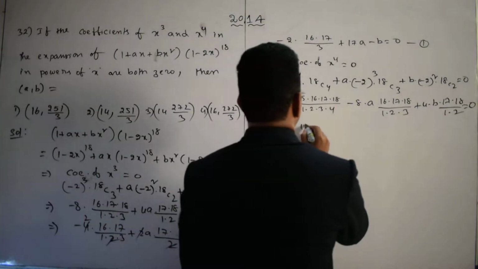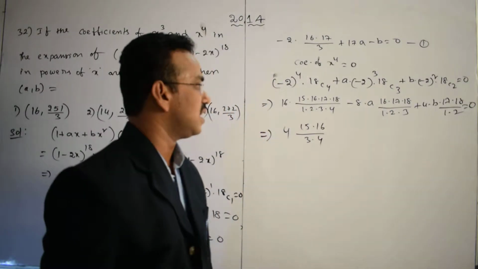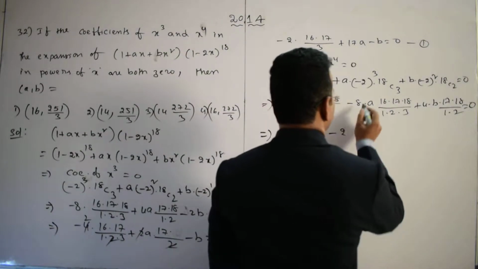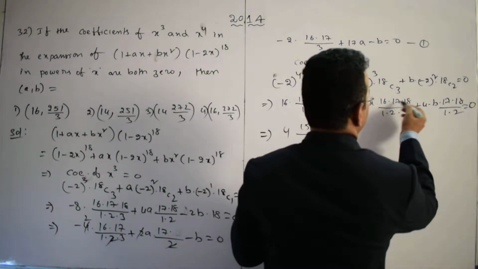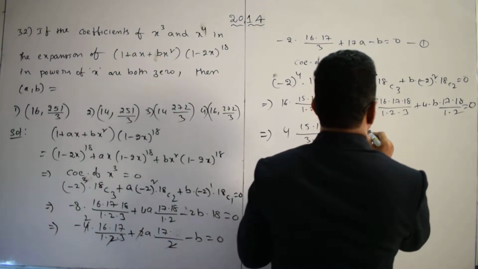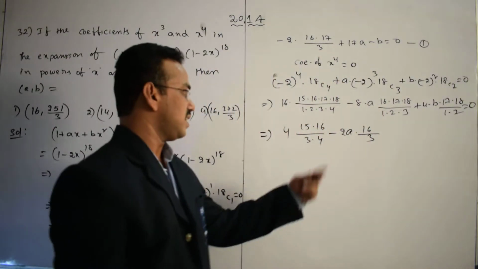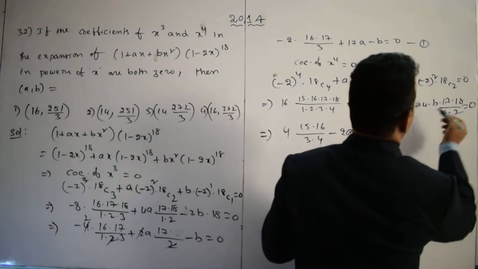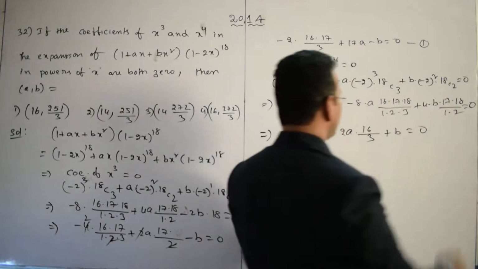Next 15 is there, 16 is there, 3 is there, 4 is there. 3 into 4 in the denominator. Next again 4 is out. Next minus 2 remains here. 17 into 18 out. So 16 by, so 1 into 2 is out, 3 remains. So in the next step, 4 is out. Plus b remains, which is equals to 0.